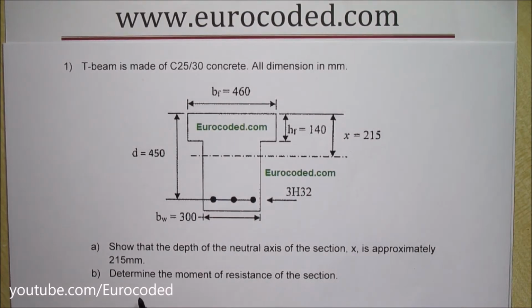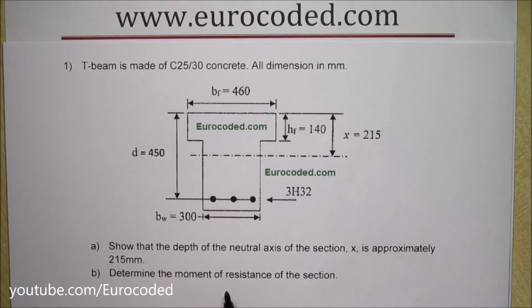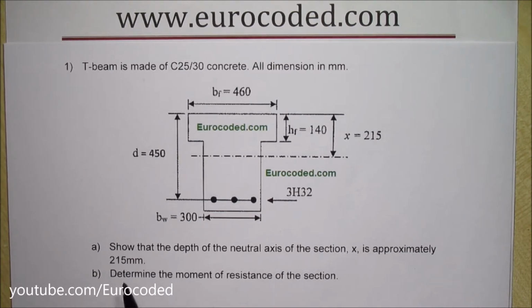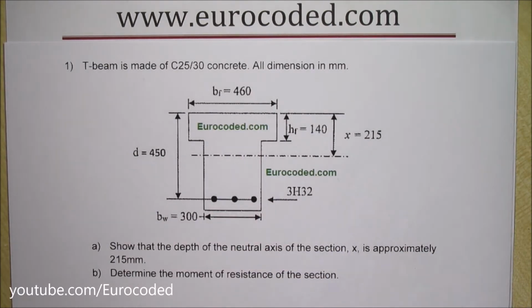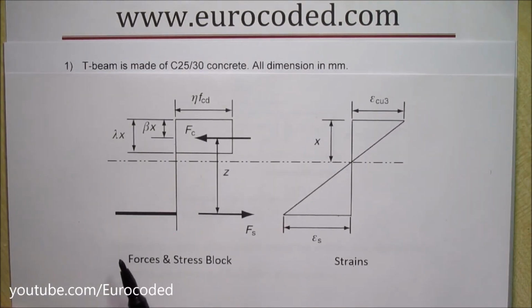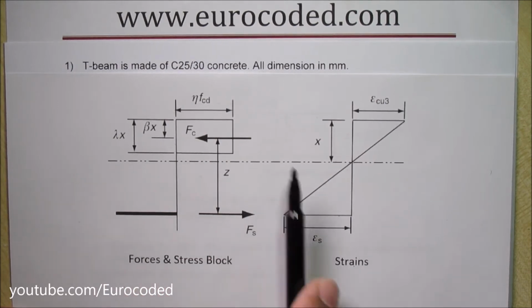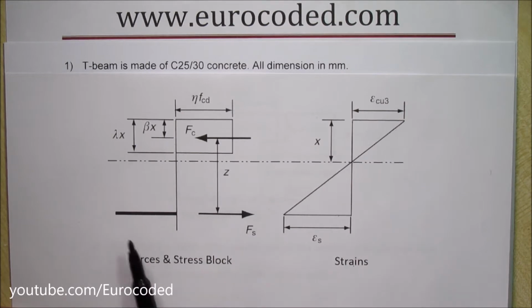And the second part is asking us to calculate the moment of resistance of this reinforced concrete section. Second part is relatively easy to solve once we complete part 1. If you would like to take more time and understand this question, you could pause the video and take a look at what we have here. We will be using the rectangular stress block to solve this problem. You have seen this before and I will come back to these diagrams shortly.